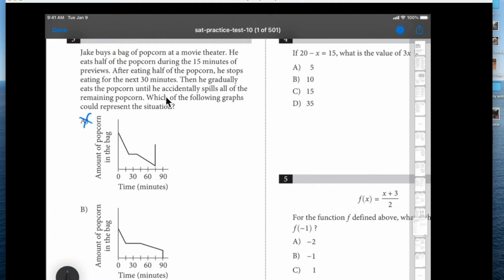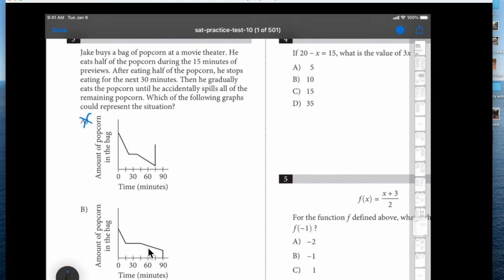After eating, he stops for the next 30 minutes. Now, I don't know how anyone can stop eating popcorn after eating half of it, but that's apparently what happened. So for 30 minutes, he is not eating. That means the amount stays the same for 30 minutes. Here's 15 minutes, another 15 minutes.